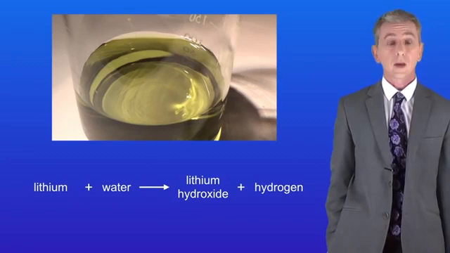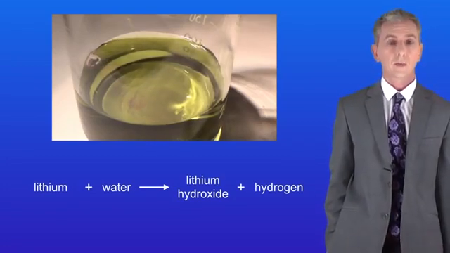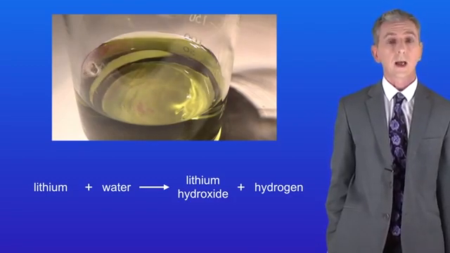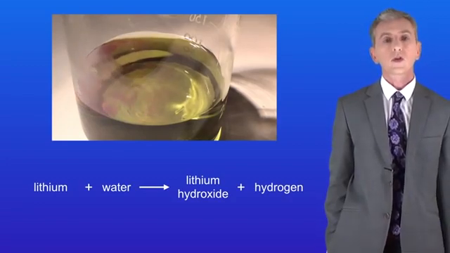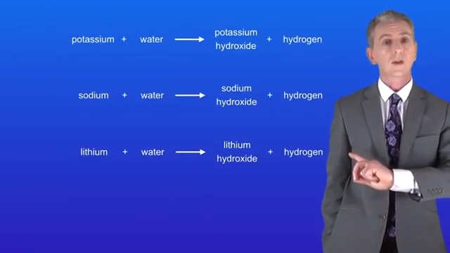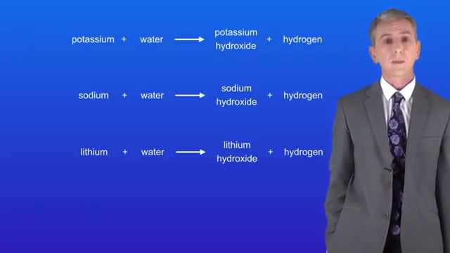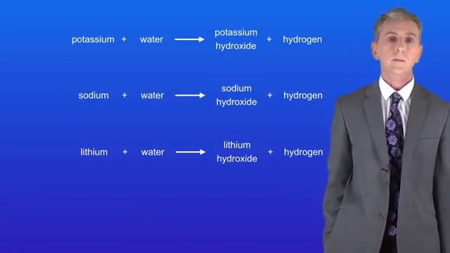Finally, here's lithium reacting with water. Lithium reacts more slowly than either potassium or sodium. When lithium reacts with water, it produces the alkali lithium hydroxide and hydrogen gas. So I'm showing you here all of the reactions that we've seen so far. As you can see, reacting a metal with water produces a metal hydroxide, which is an alkali, and hydrogen gas.